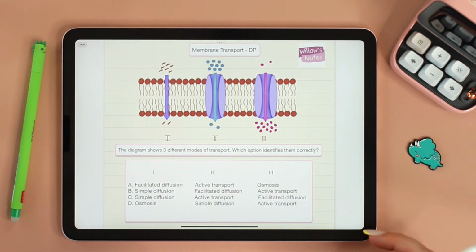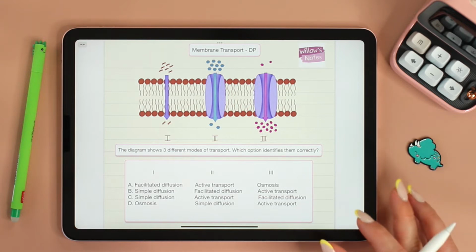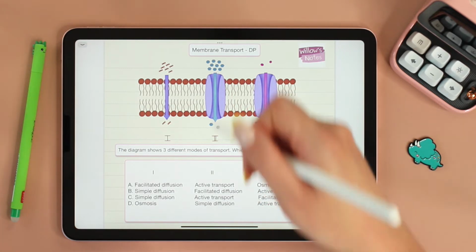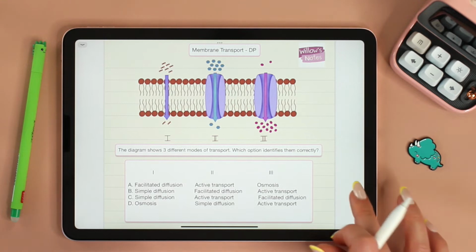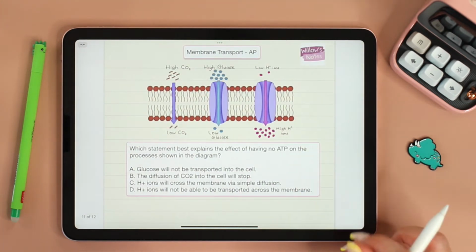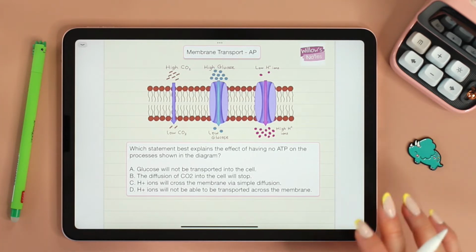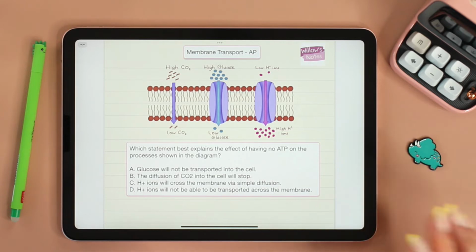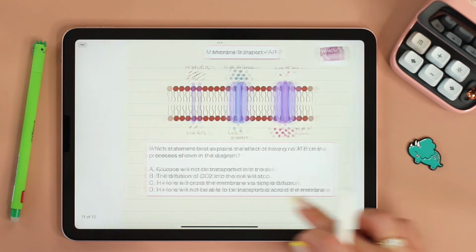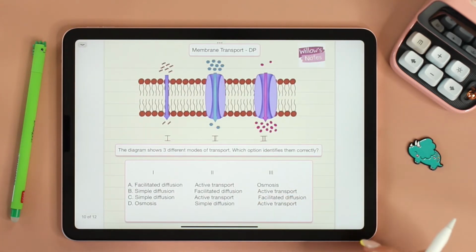Today we have two questions, both about membrane transport, but the first question is a DP style question, whereas the second one is an AP style question. Whether you're DP or AP or just in any biology class and you're studying membrane transport, try to pause the video and answer both questions and then hit play so we go over the answer together.